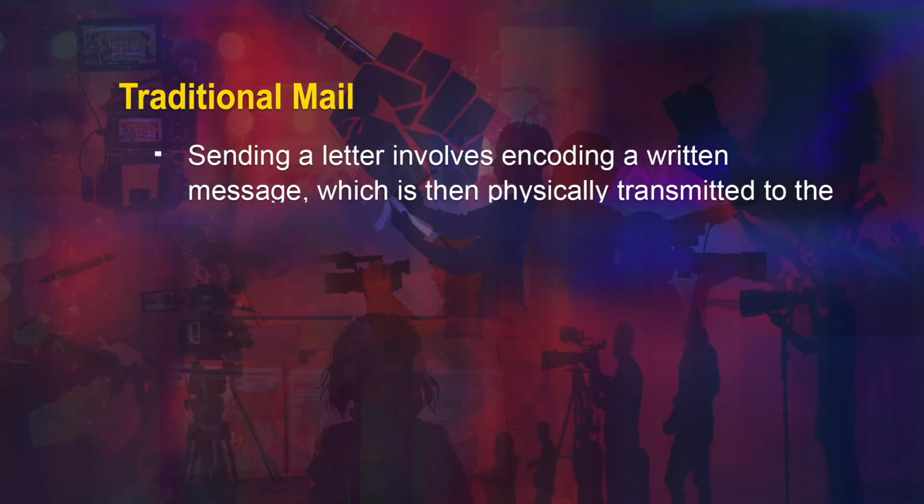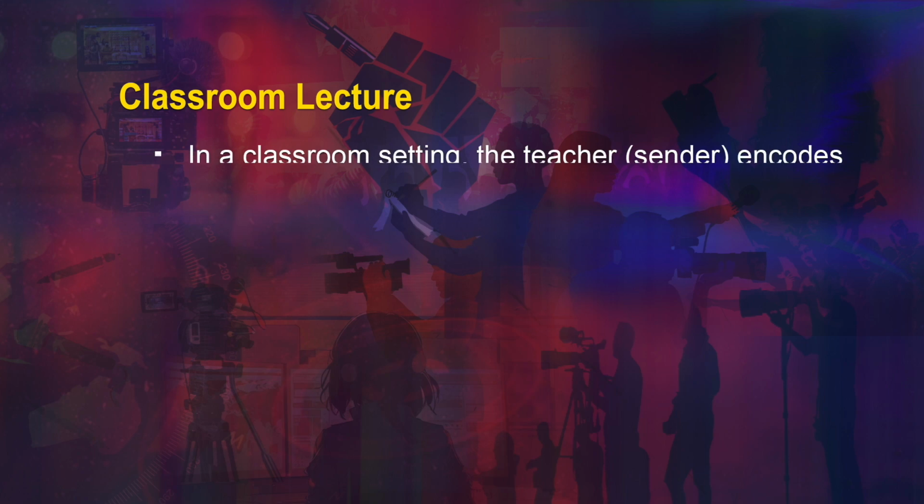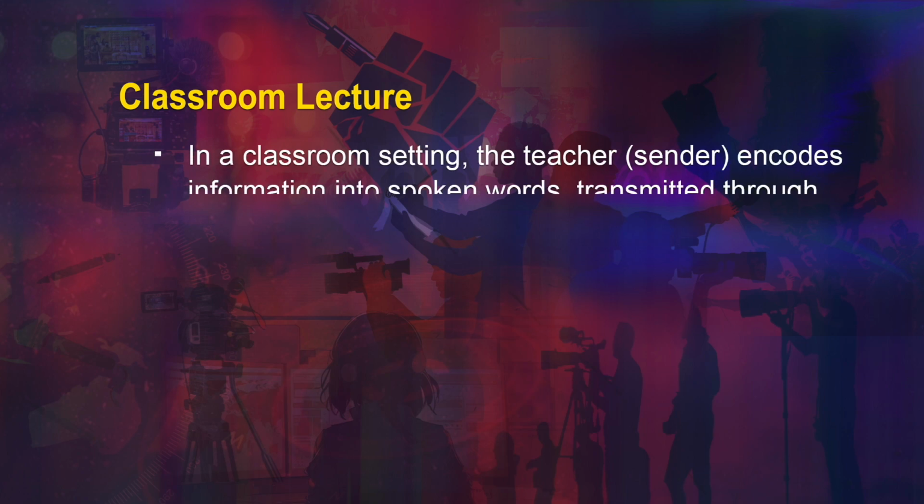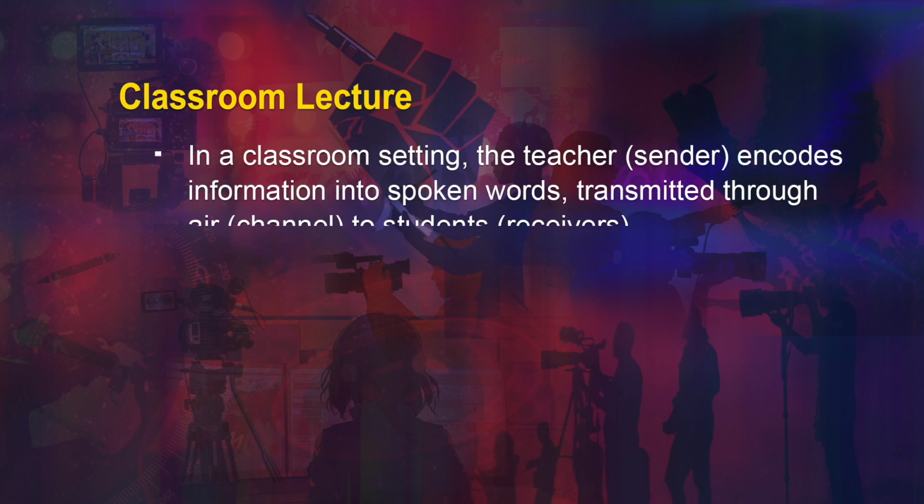Sending a letter involves encoding a written message, which is then physically transmitted to the recipient's mailbox. The recipient decodes the message and might provide feedback through a response letter. Classroom lecture. In a classroom setting, the teacher, who is the sender, encodes information into spoken words transmitted through air, that is the channel, to students, who are the receivers. Students decode the information and may provide feedback through questions or participation.